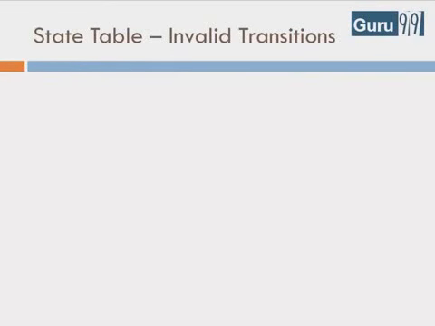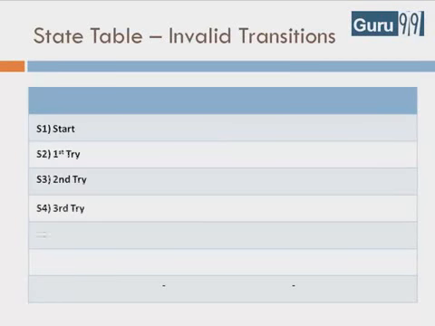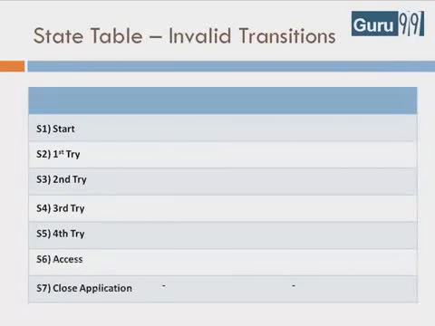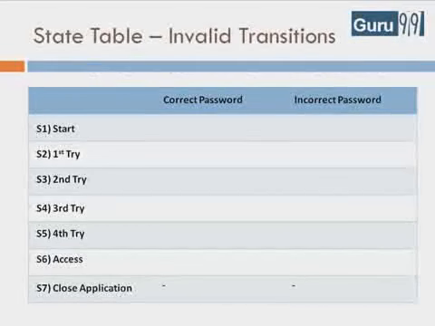A state graph is useful for identifying valid transitions. But if you want to determine invalid transitions, you can use a state table. In a state table, all the valid states are listed on the left side of the table, and the events that cause them, on the top. Each cell represents the state the system will move to when the corresponding event occurs.